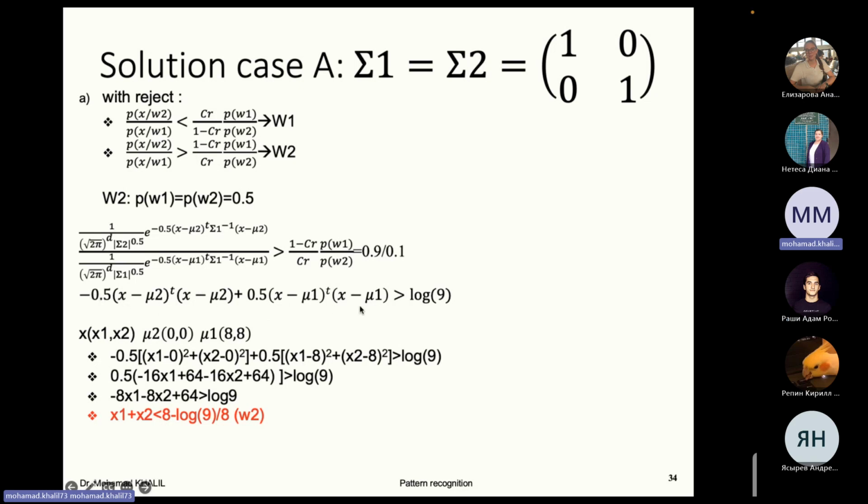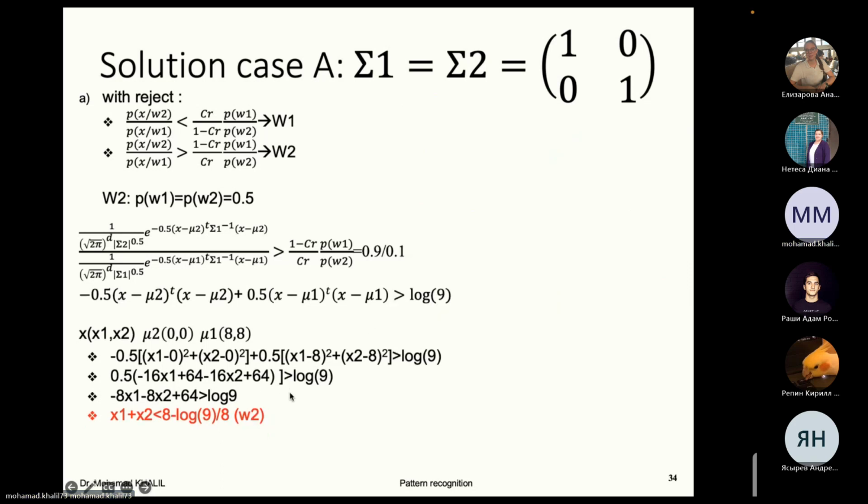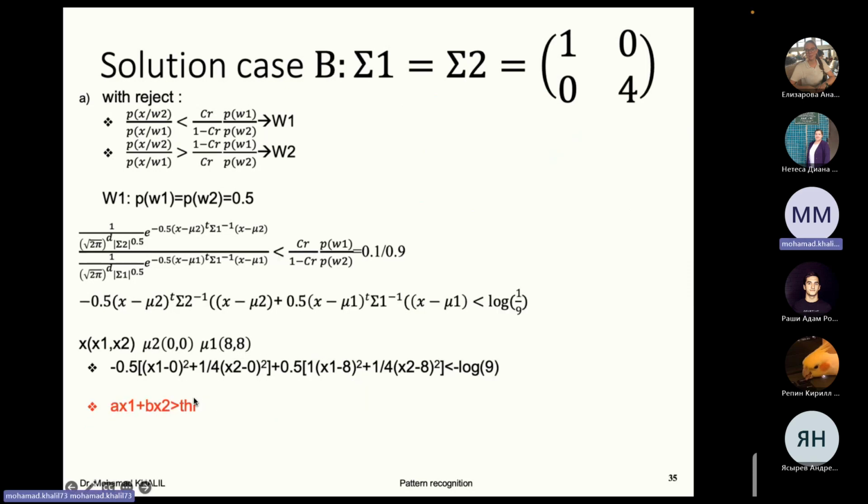So you have to put this equation. If you develop it, you will have x1 plus x2 less than 9, 8 minus log. Look, this equals 8 minus log. So you have two equations. If it's greater than this equation, class 1; less than this equation, class 2; and between the two lines it is "I don't know." Okay? Look, between the two lines, it is "I don't know."